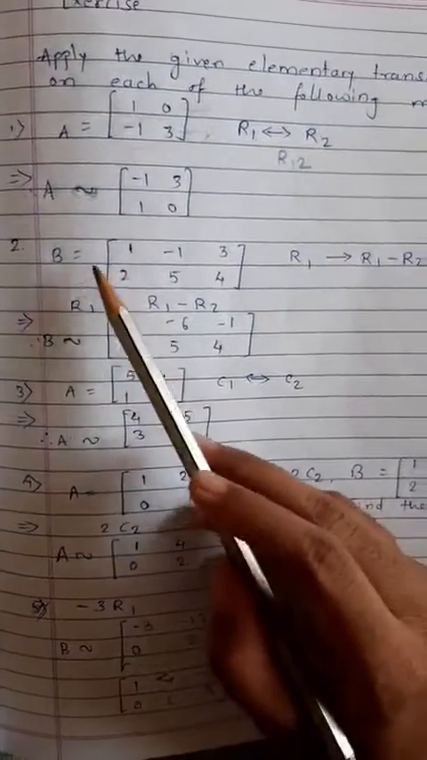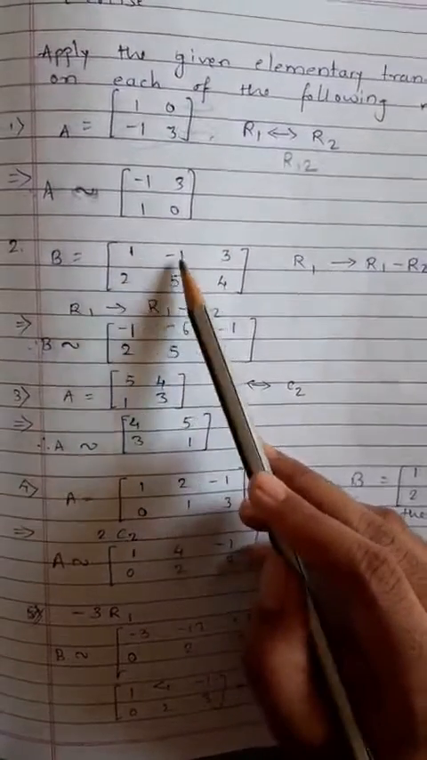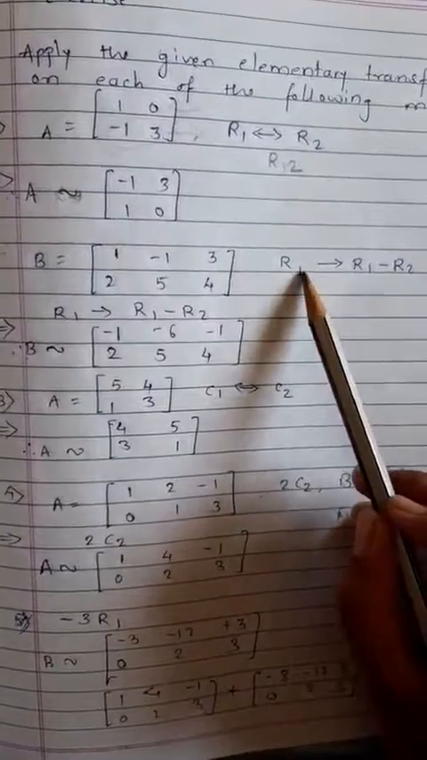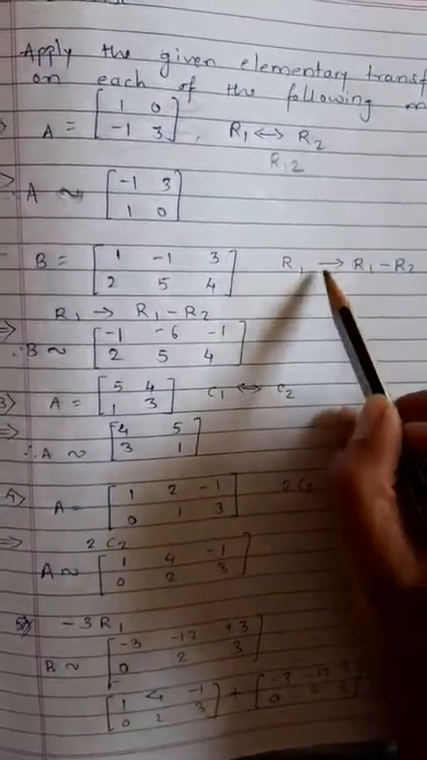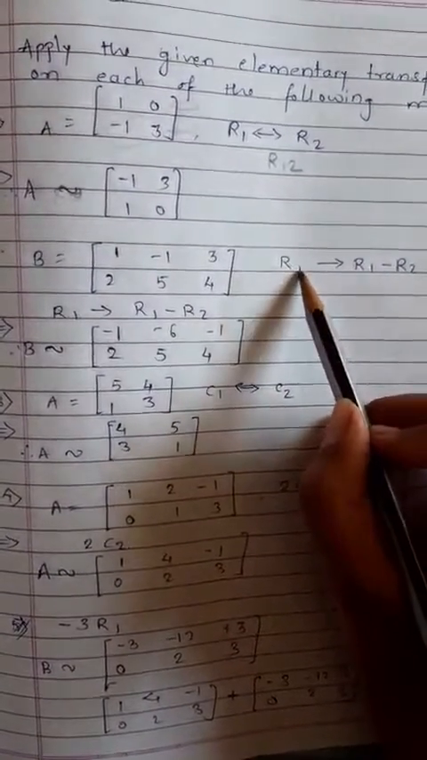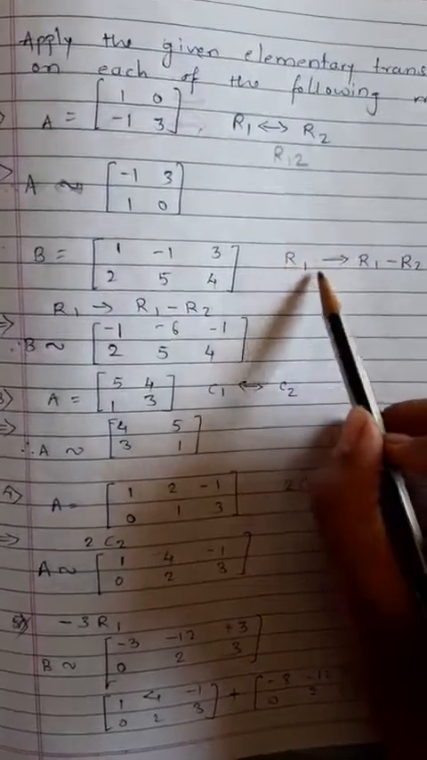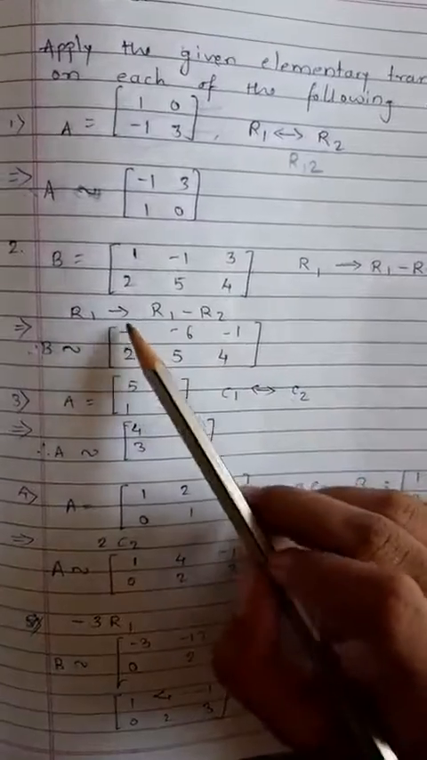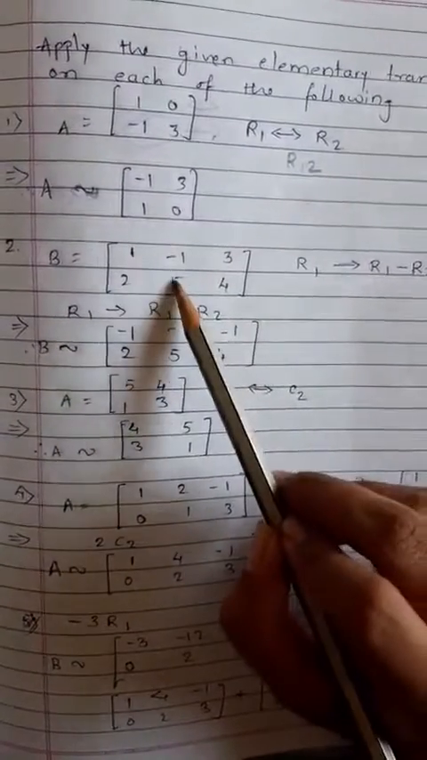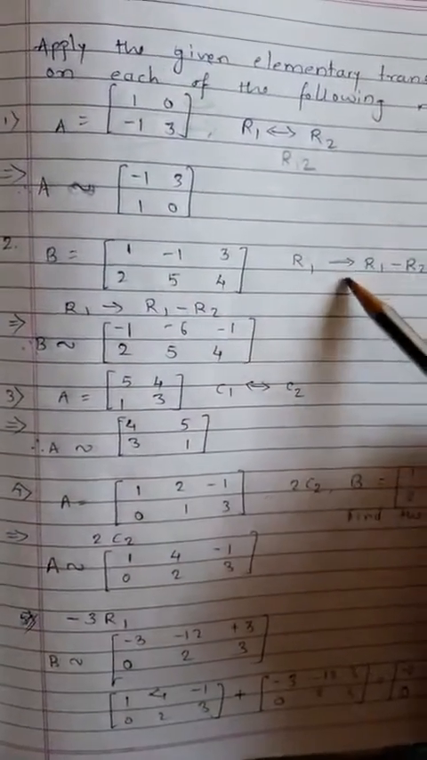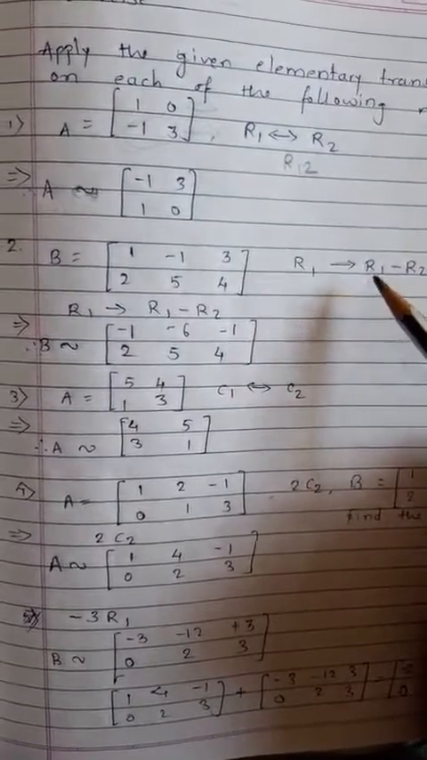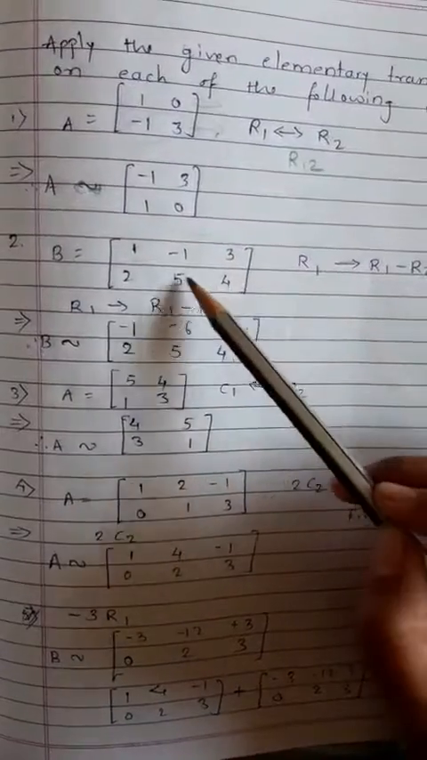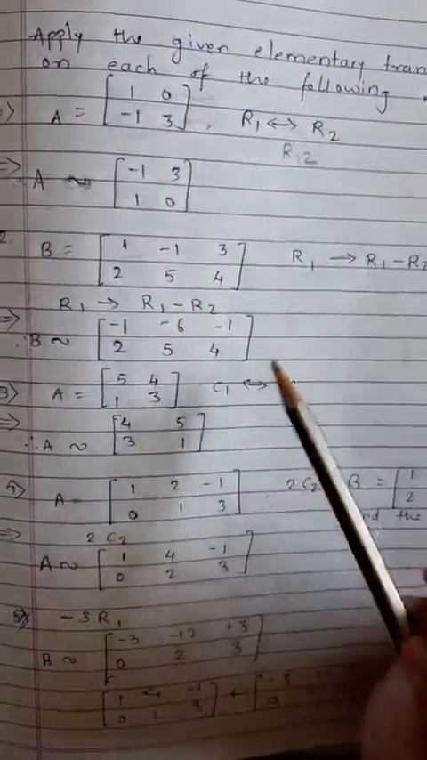Now second example, B is equal to [1 minus 1 3; 2 5 4]. So what is the question? R1 here, that is we are operating on R1, means only the first row, R1 minus R2. So see here students, what is given, this matrix is given and we just have to do the operation on the first row only. The second row will remain as it is.